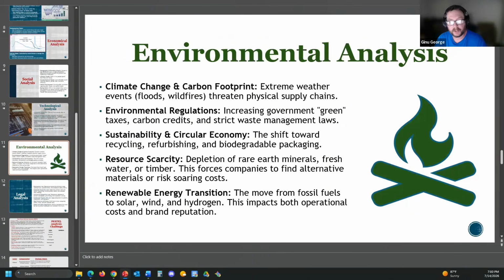And then finally, the shift towards renewable energy changes both our company's cost structure and our reputation. Do you want to buy from a company that's killing the earth? I certainly don't. I would think you wouldn't, but maybe you do. So that's something that you've got to take into account when you're thinking about your company.